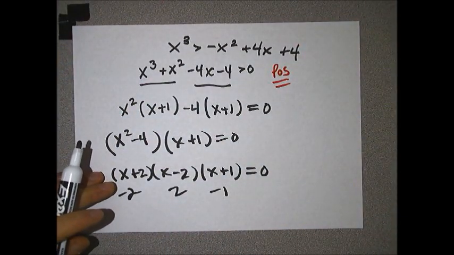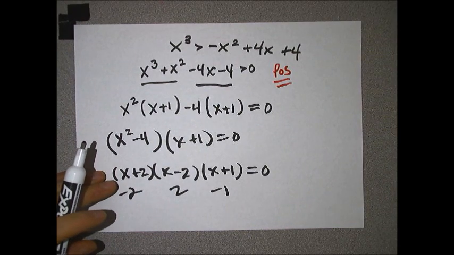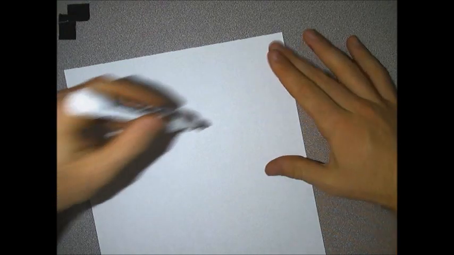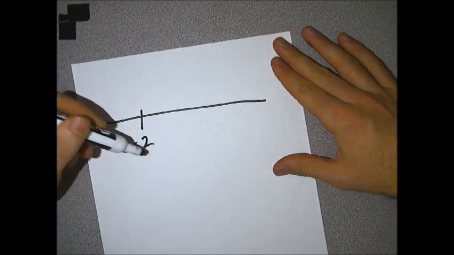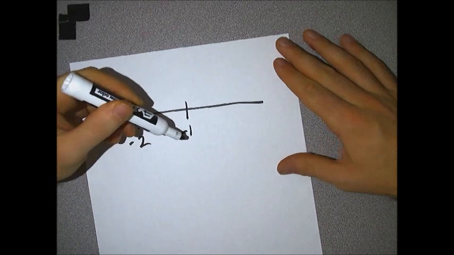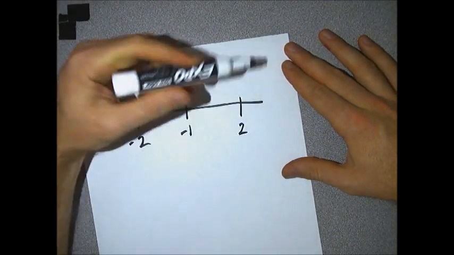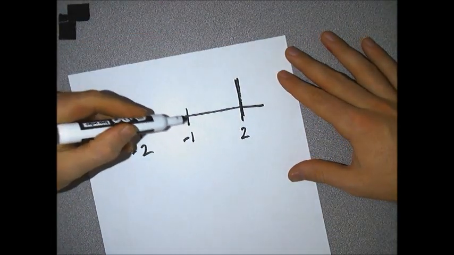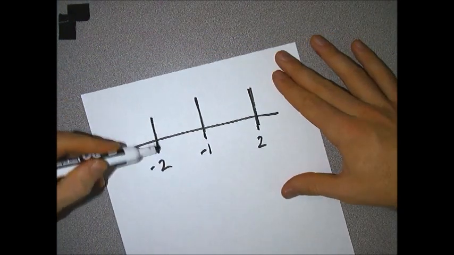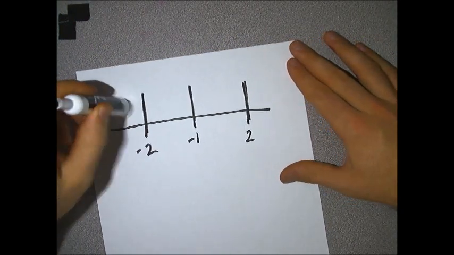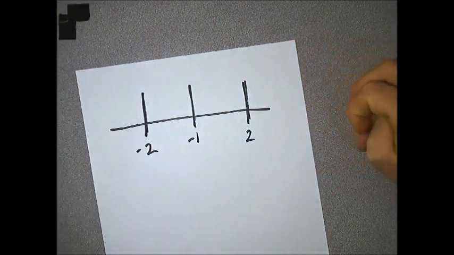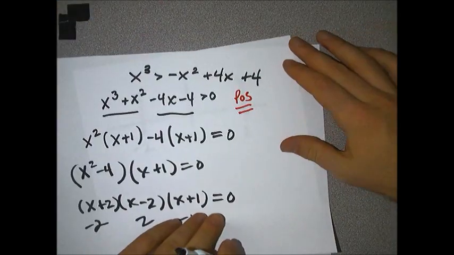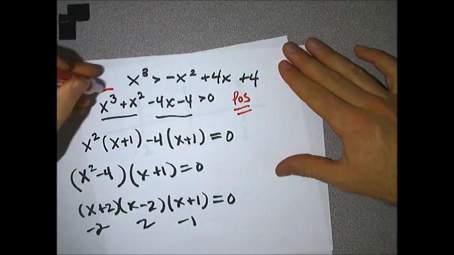So I'm going to take these zeros, let's make another piece of paper, and put them on a number line. So what do I have? Negative 2, negative 1, and 2. So how many regions did I create here? Not 3, but I have 1, 2, 3, 4, right? So I want to plug into, here's back to the problem. So this problem right here, circle it.